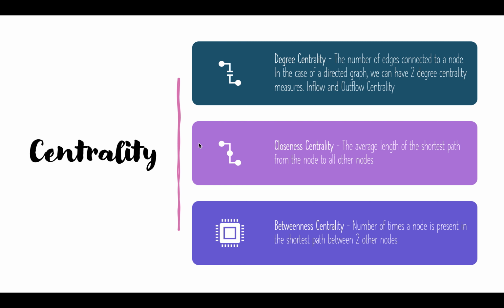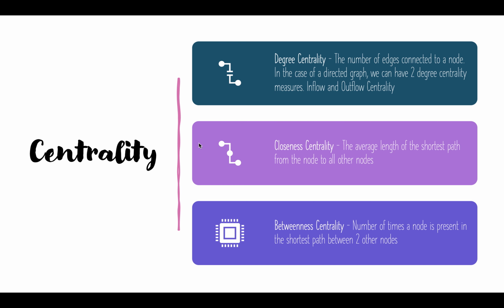Centrality measures have a form of classification or types of centrality measures, and here I am going to list three of them. We have degree centrality. It is probably the first and conceptually the simplest centrality definition. This is the number of edges connected to a node. In the case of a directed graph, we can have two degree centrality measures, one for inflow and one for outflow.